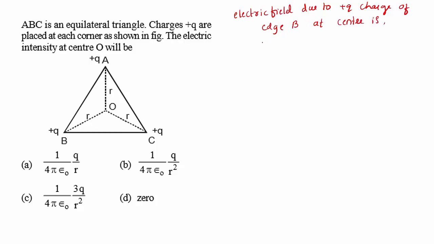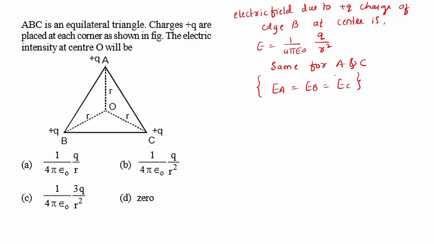How to write the equation? E equal to 1 by 4 pi epsilon naught, Q divided by R square. This is the equation. Same as due to charges at the edge A and C. It is similar for A and C, meaning the charges at the edge points A and C. That means EA, EB and EC are equal. Electric field at A, B, C are equal. Now let us find the resultant electric field.